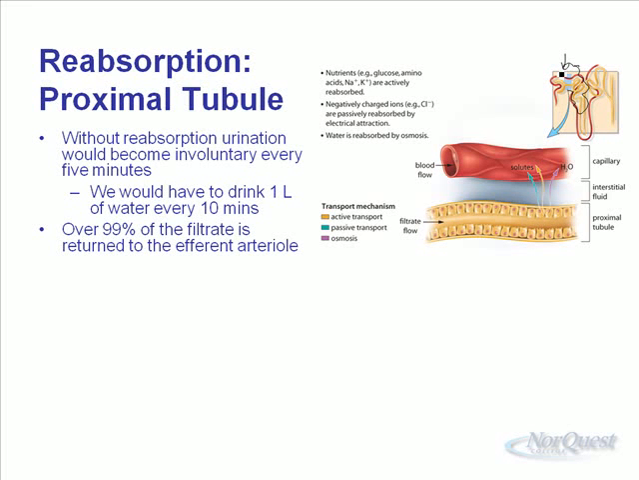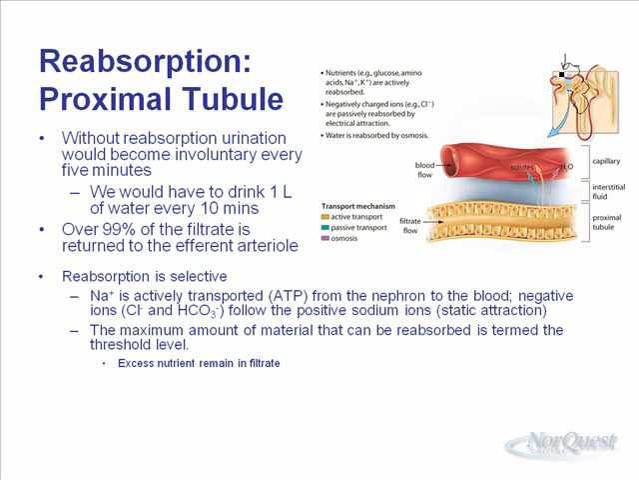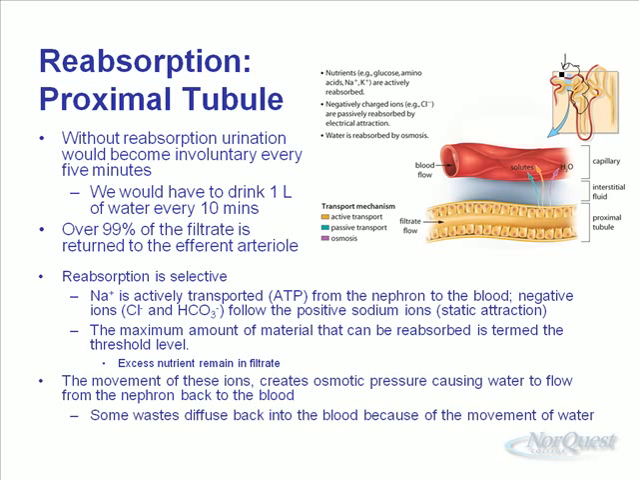Over 99% of the filtrate is going to be returned to the efferent arteriole. And reabsorption is selective. The first things that are reabsorbed, sodium, it's actively transported from the nephron, so it requires ATP. And the negative ions are going to follow that positively charged sodium ion by static electric attraction. The maximum amount of material that can be reabsorbed is termed the threshold level. If we have excess amounts of material, it will remain in the filtrate and become part of our urine. The movement of these ions creates osmotic pressure, causing water to flow from the nephron back into the blood.